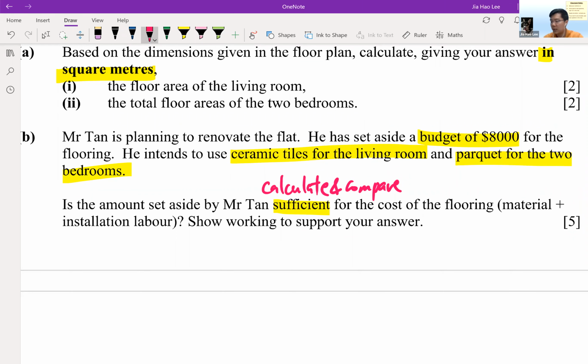For the flooring, material plus installation labor. I'm going to highlight this in green because I think it's rather important that the question actually told you that you don't just calculate the material you need, you must also calculate the labor cost that you need, okay? Now, show working to support your answer.